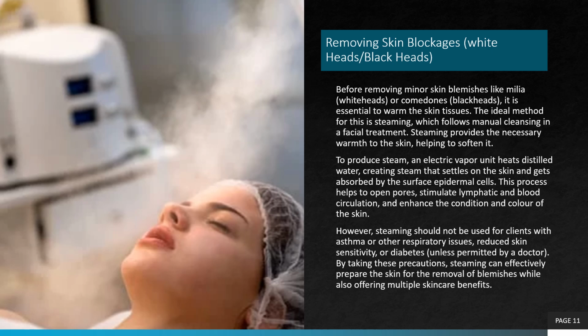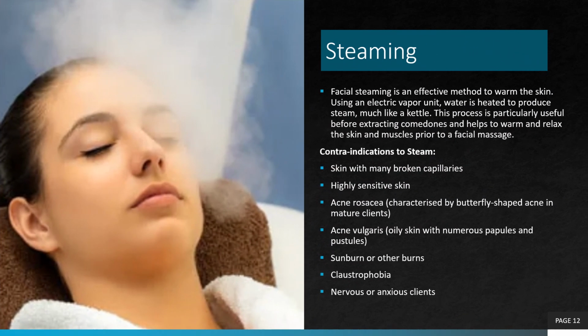To produce steam, an electric vapour unit heats distilled water, creating steam that's then absorbed by the surface epidermal cells. This helps open the pores, stimulates lymphatic and blood circulation, and improves the skin's condition and colour. However, steaming isn't suitable for clients with asthma, respiratory issues, reduced skin sensitivity or diabetes unless a doctor permits it. When these precautions are observed, steaming can effectively prepare the skin for blemish removal while providing additional skincare benefits.